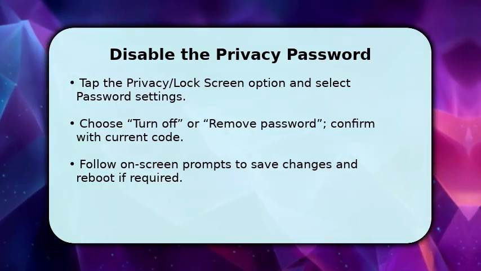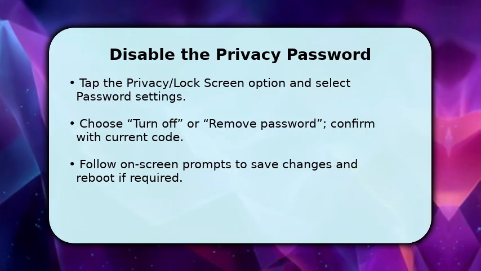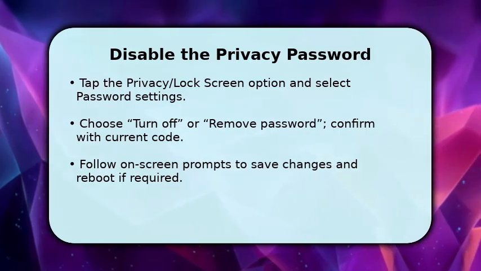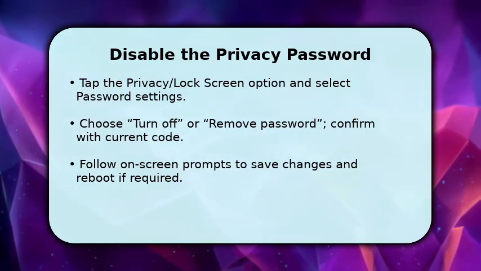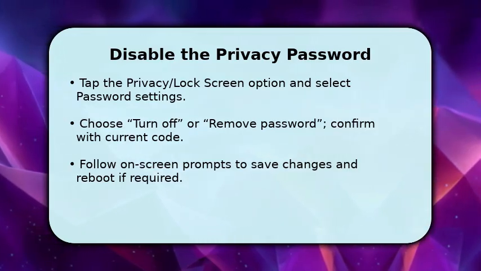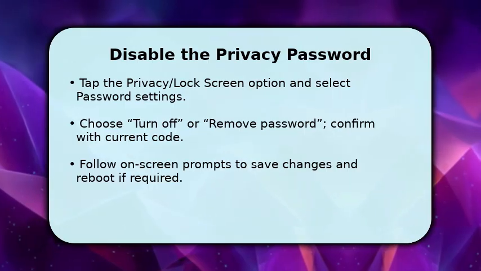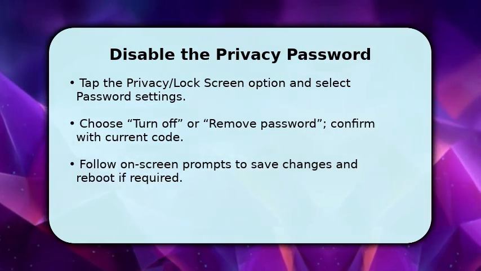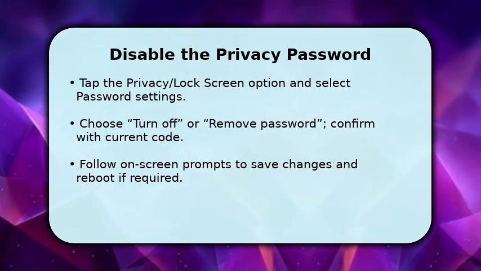Once you choose Turn Off or Remove Password, the system will prompt you to enter your current code again. Do that to verify it's you. After confirmation, follow any on-screen prompts such as removing biometric relock or disabling encrypted storage. These steps ensure nothing re-enables the password automatically.